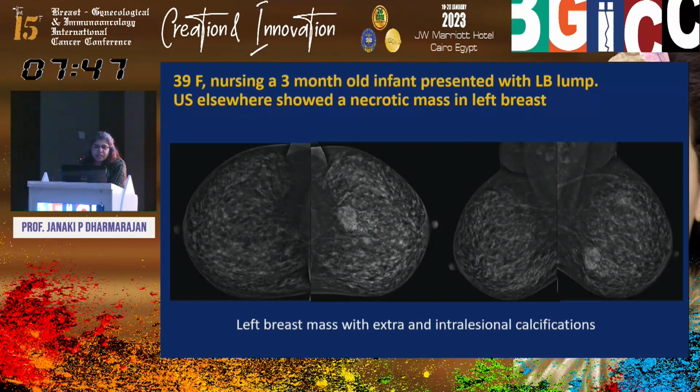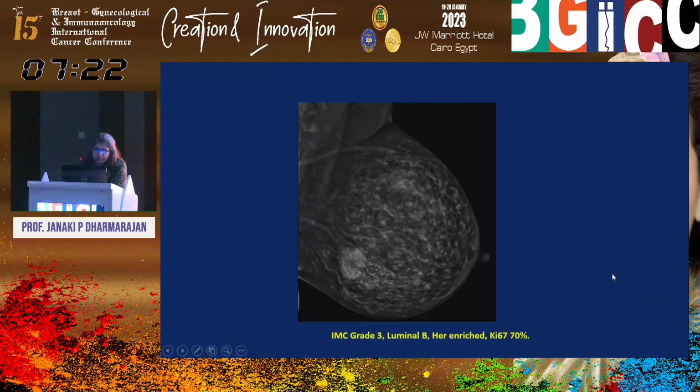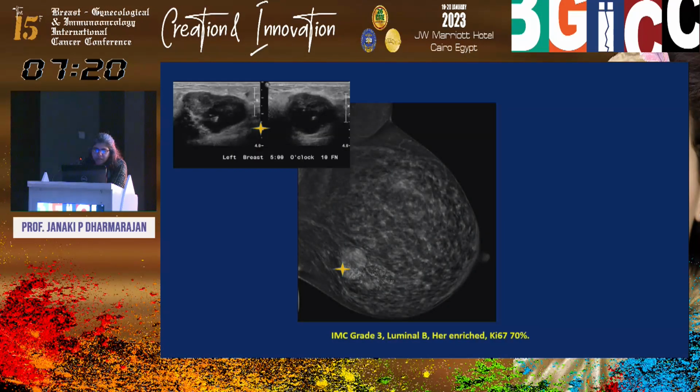This was a 39-year-old lady, an elderly primigravida, who had a 3-month-old child when she presented with a left breast lump. Ultrasound was performed elsewhere that showed a necrotic mass, and she was referred to us. So we went ahead with a diagnostic mammography, and what is very obvious is that it's a dense breast. We can see the mass, but we can also see some suspicious calcifications. So this is the mass.